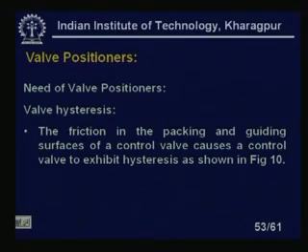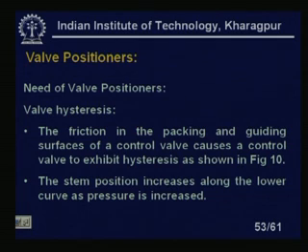The packing will prevent the liquid from flowing out. There is only one path for the inlet and one path for the outlet. If there is improper packing, then what will happen? Liquid will flow through the packing region. That is not allowed because of the high pressure liquid. So, I must have a very good packing. The problem is the packing will introduce friction. That will cause the hysteresis of the control valve. The friction in the packing and the guiding surface of a control valve causes a control valve to exhibit hysteresis as shown in figure 10.